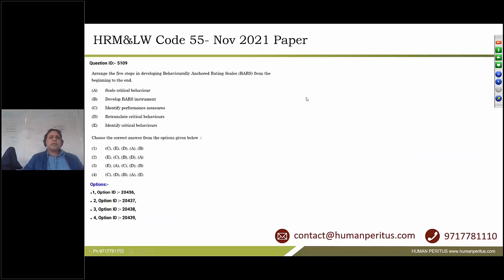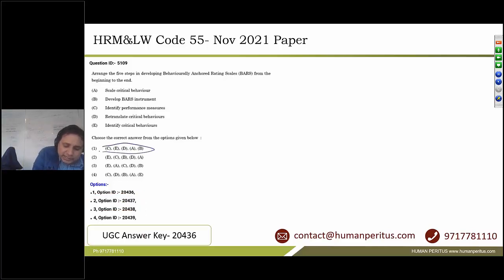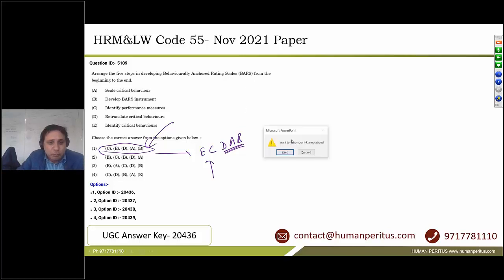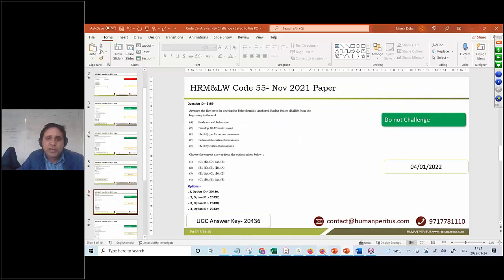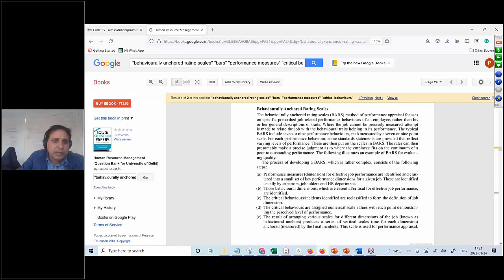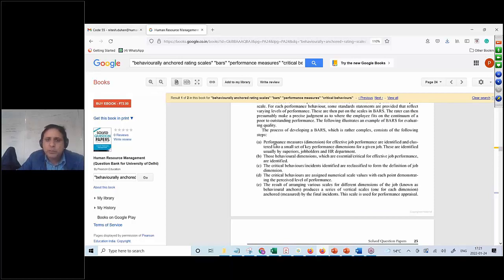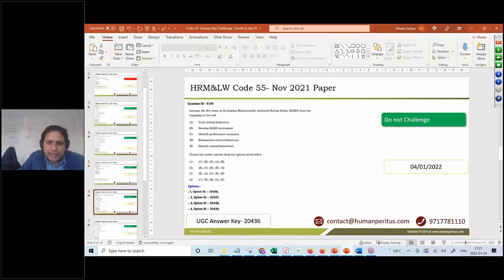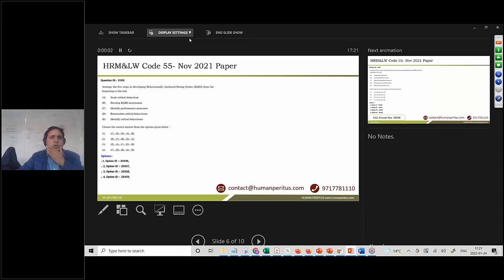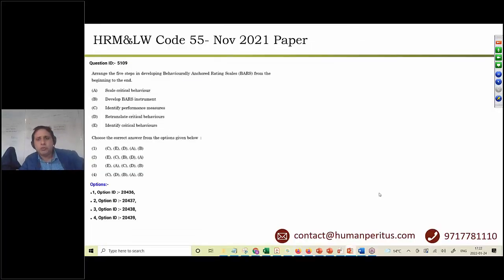Next one, arrange the five steps in developing BARS. The answer key which has been given by NTA is one, which is CEDAB. Some of you are saying that the correct order should be ECDAB. So if you look at it, you can say that to some extent you are right, but mind it that these options are given in a similar way in one of the very prominent books of Pearson. You can see it here, HRM by Pearson's book. And you can see that the steps of developing BARS are clearly written over here. So coming back, again, NTA will not change the answer key for this one. Do not waste your money, and therefore do not challenge this question. Everything is good with this one as well.